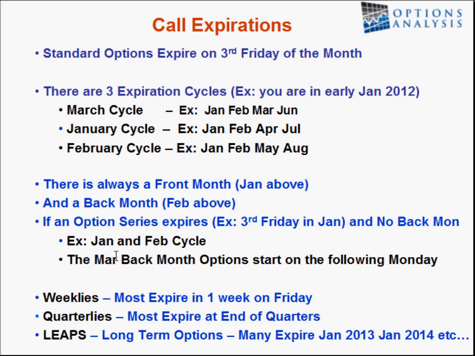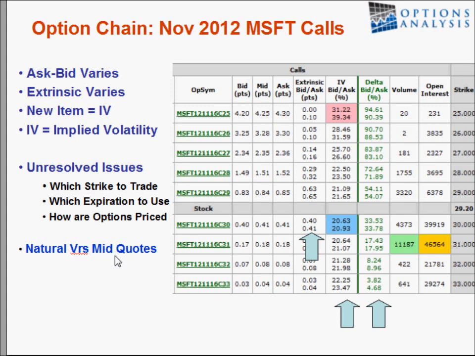There are also leaps. These are long-term options. They typically expire in January of a year in the future. So there are January 2013 leaps, January 2014 leaps, and so on. Some indices and stocks have leaps that are not January and occur in other months. Option chain.